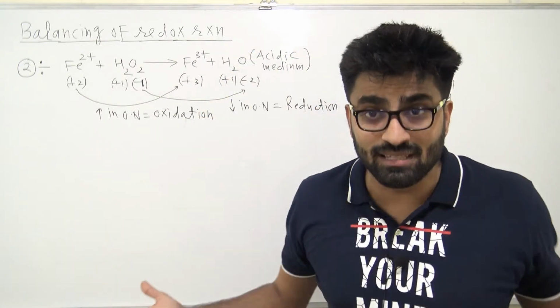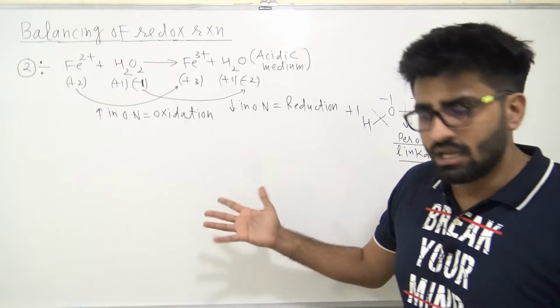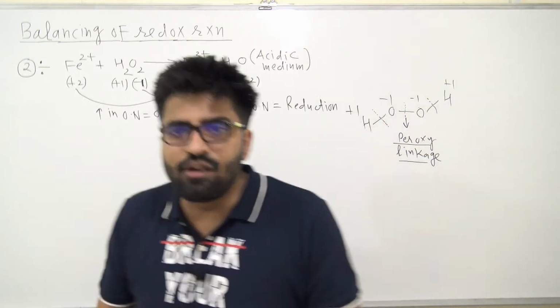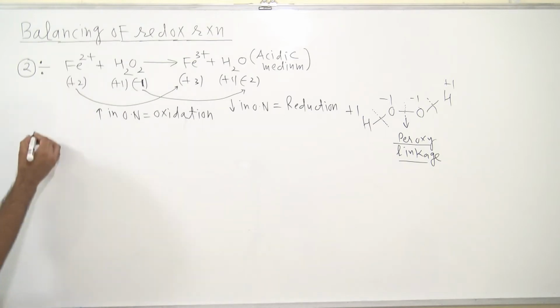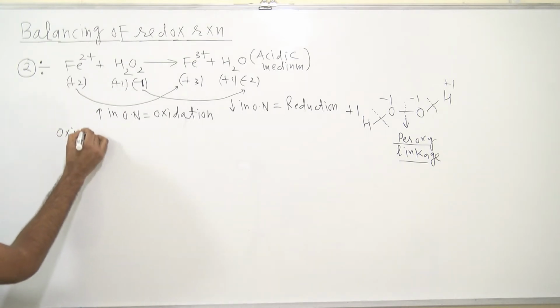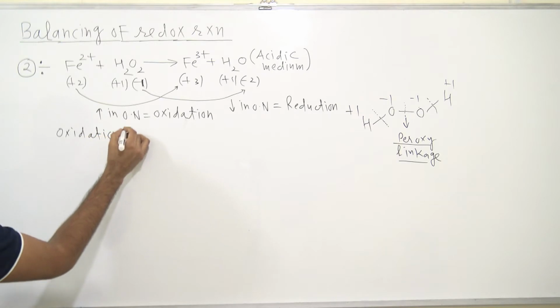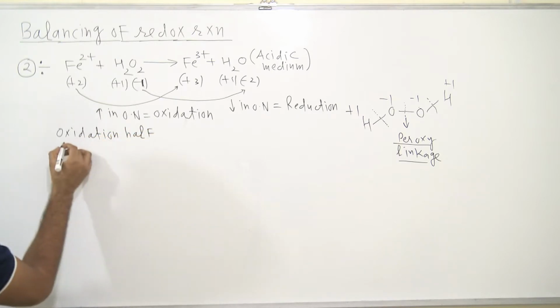We are asked to balance it. We will balance it, but since it is a redox reaction, let's come to balancing now. Same method. First of all, you write the oxidation half.